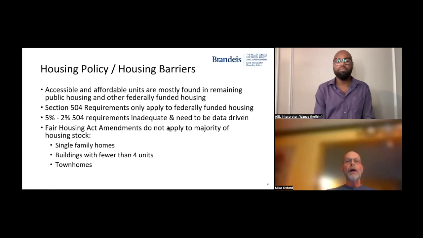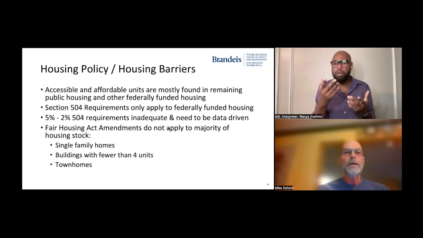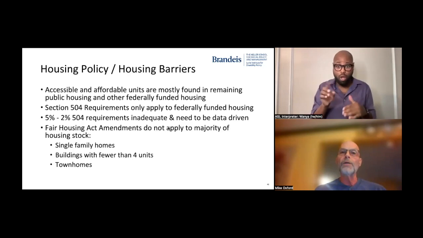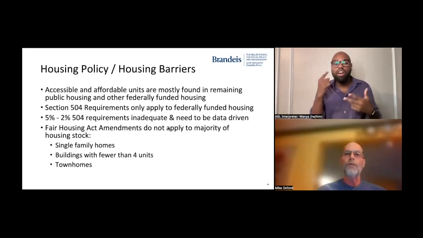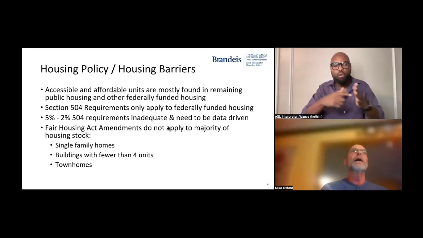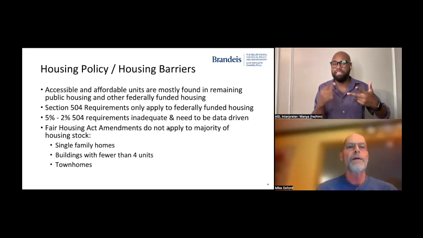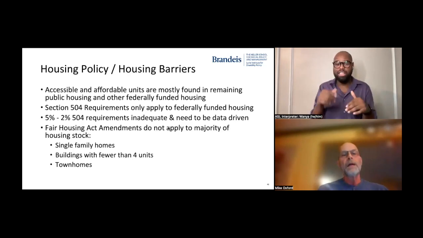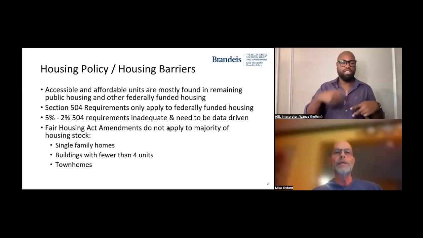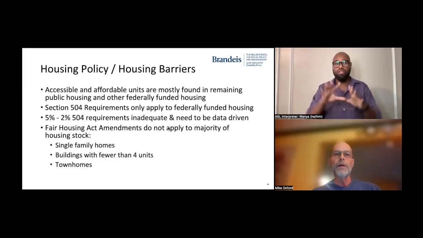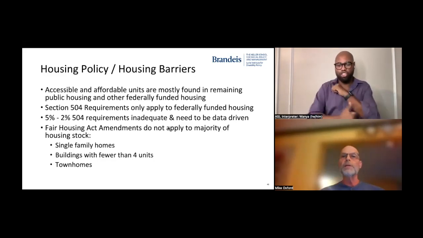And so again, here we are, some of the same information, perhaps put differently. So accessible and affordable housing are mostly found in public housing and other federally funded housing. The Section 504 requirements only apply to federally funded housing. So for instance, the 5%, 2% 504 requirements, and these are requirements that say in federally assisted multifamily housing that 5% of the units need to be accessible to people with physical disabilities and 2% to people with sensory disabilities. But again, this only applies to a small proportion of the total housing in the country. And furthermore, we know that those percentages are too low.